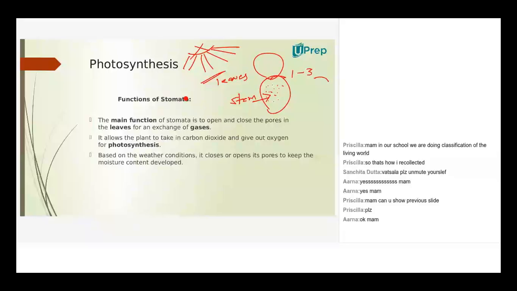Mom, can stomata not function at times? Yeah. So that is when it's too hot.